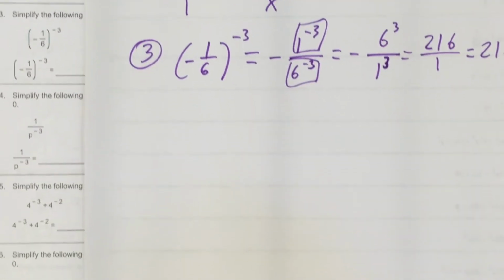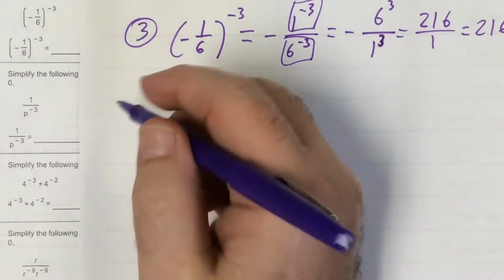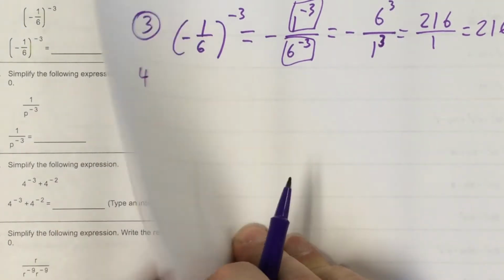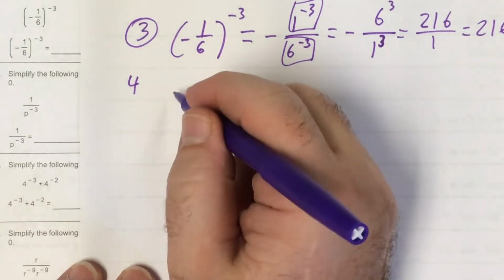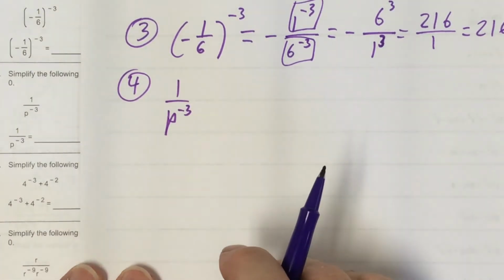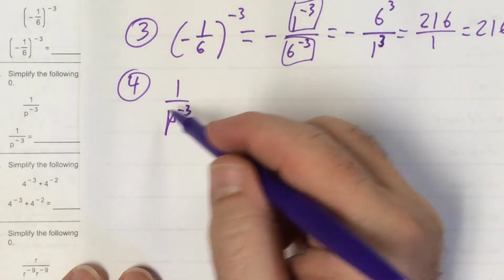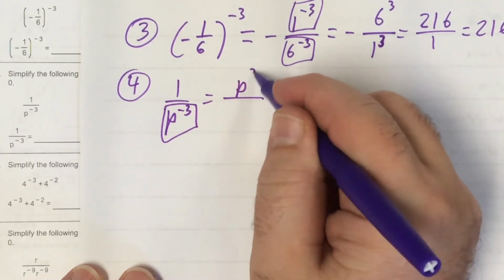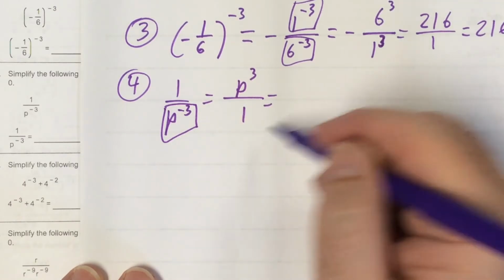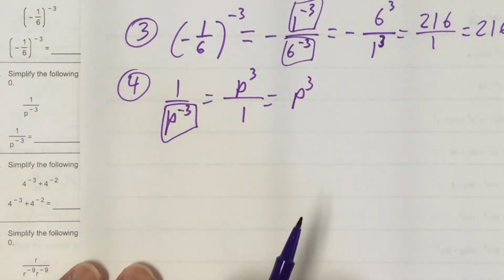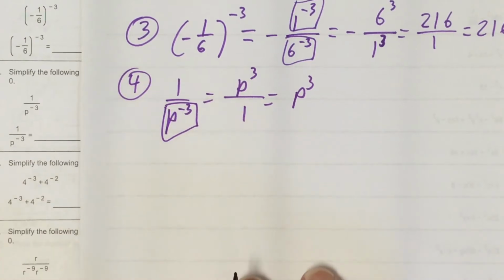We'll go up to question 4 now. Question 4 reads, simplify the following, make sure that it uses only positive exponents. This is going to be 1 over p to the minus 3. In this question, the only thing we can move is p to the minus 3. I'm going to box that. That's going to give me p to the 3 over 1. Or, because it's just a 1 below, I'm going to write that as p to the 3, and that'll be my final answer to question 4.